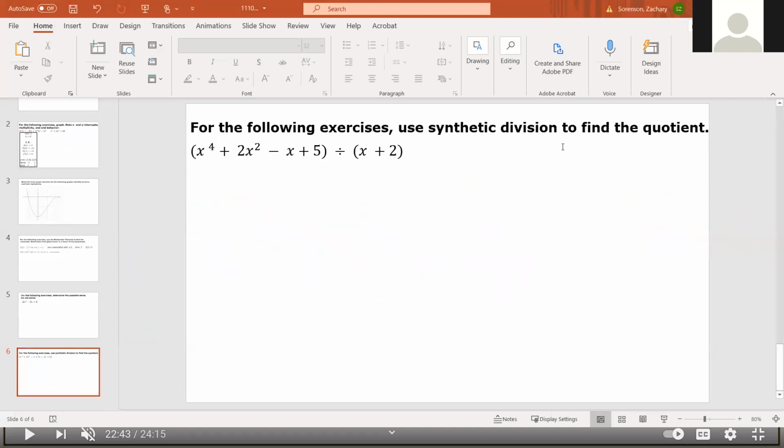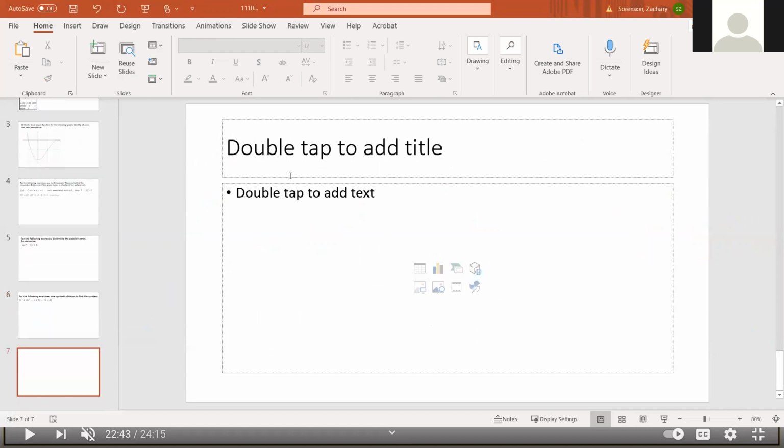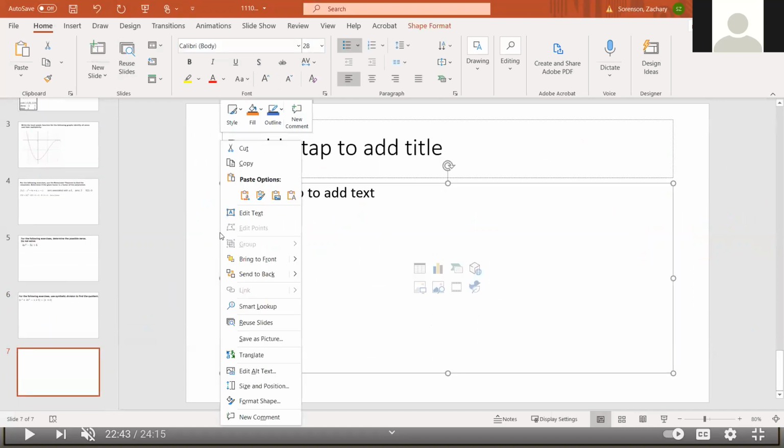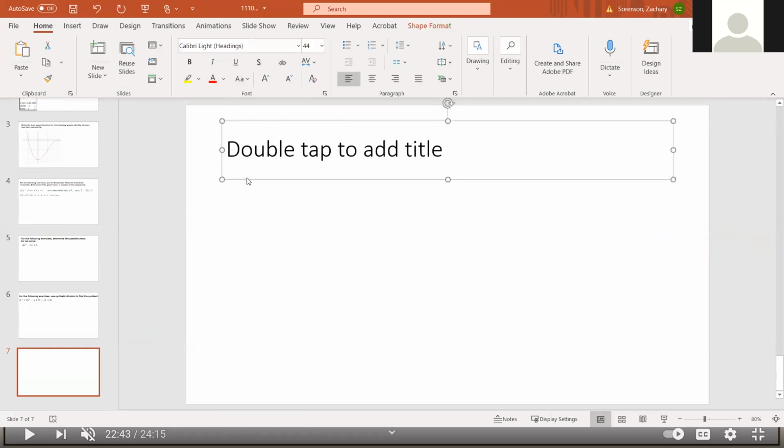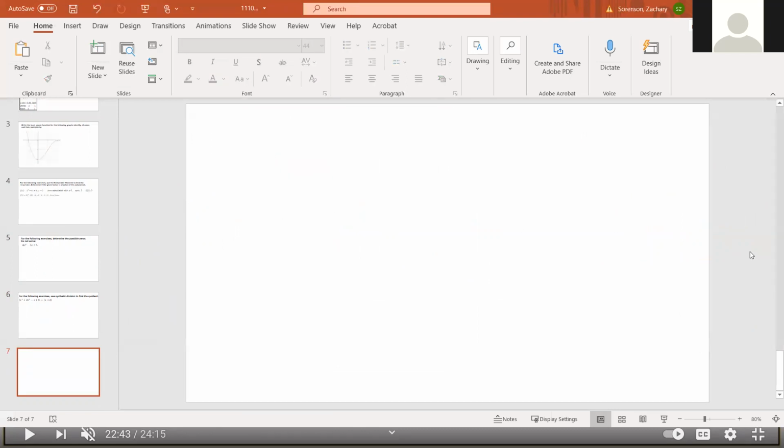Let's just make a random problem. Where's delete? Okay, it'll work. Random one. So I don't know. X to the third minus 2x squared plus 4x minus 6. And let's say we're dividing that by x minus 3.